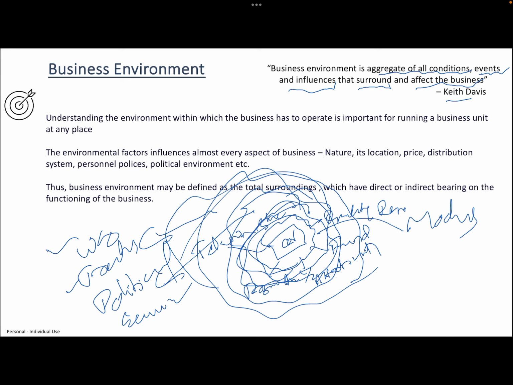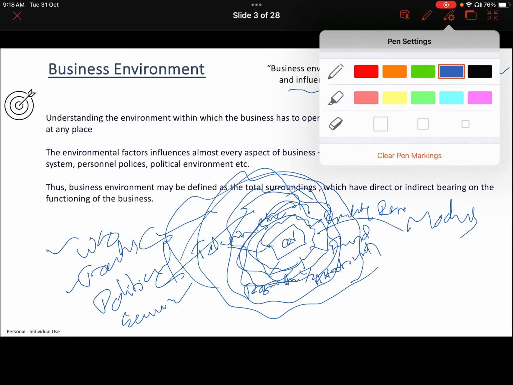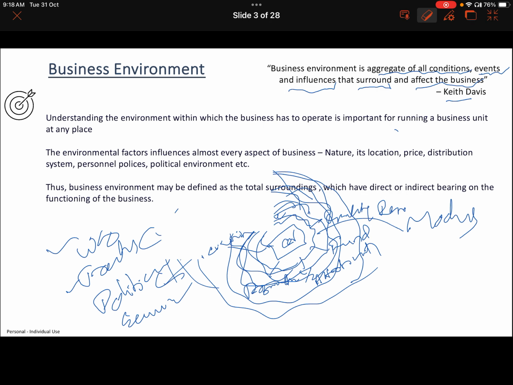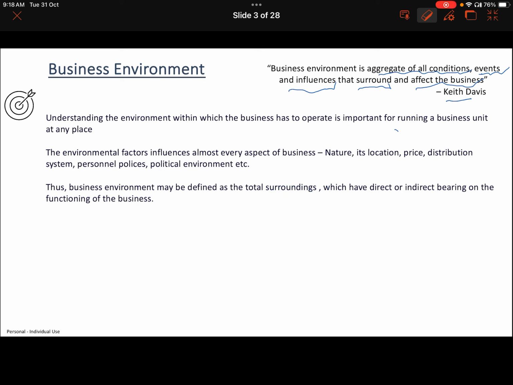If it is not affecting your business, then fine, that may not be an environment. But it is important to note that anything which affects our business and which is happening surrounding the business, that is called environment. So that's why it is always important to know what is happening around our business, because that is required to run the business successfully.